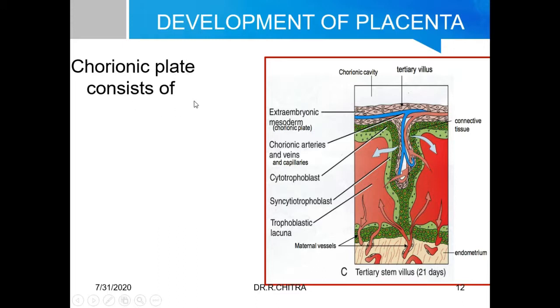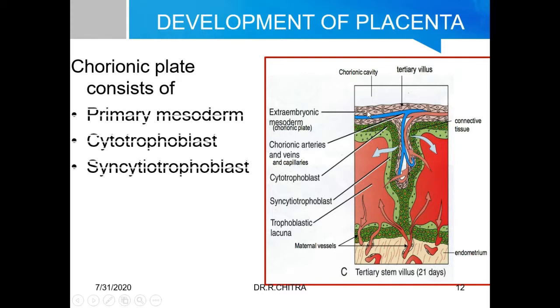Now we will see the details of the chorionic plate. This side is the chorionic plate, as labeled. What are the layers of the chorionic plate? From fetal to maternal side: first, primary mesoderm or extraembryonic mesoderm. So this is the first layer. The second layer is the cytotrophoblast, and the third layer is the syncytial trophoblast. So from the fetal to the maternal side, these are the three layers.